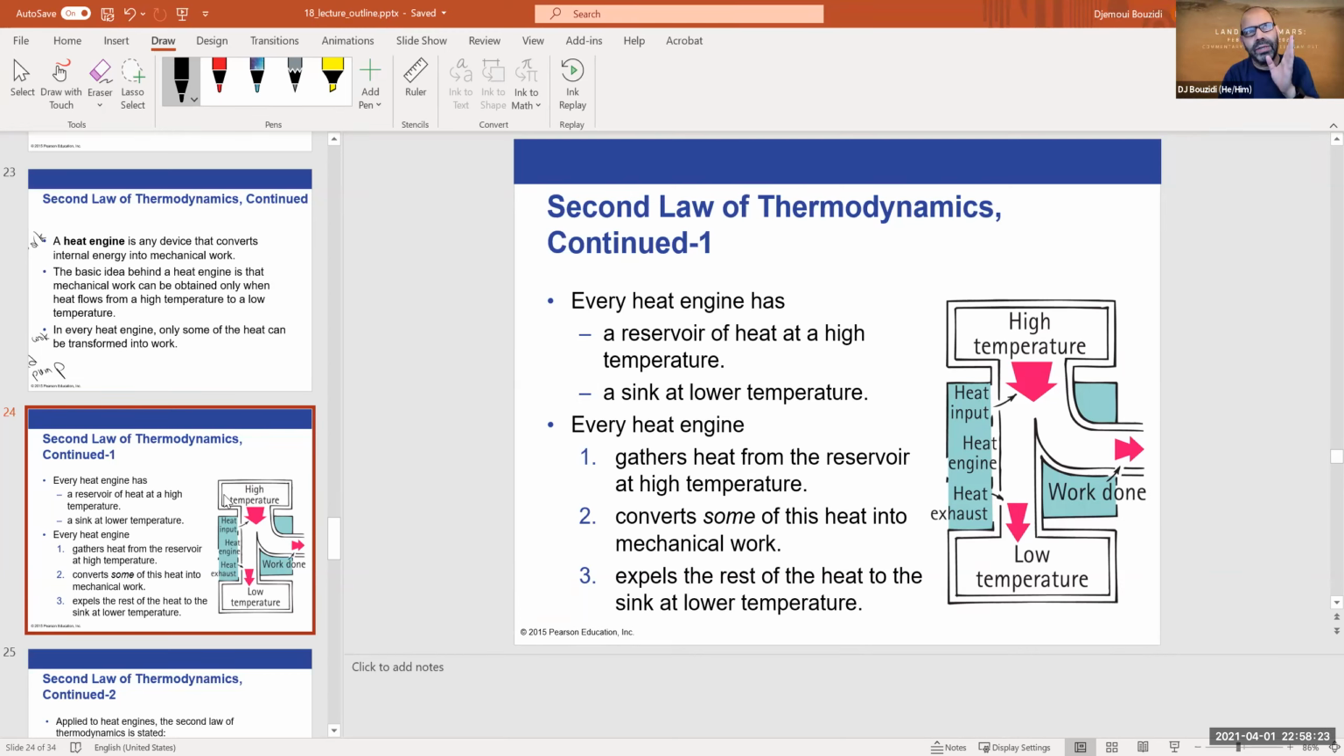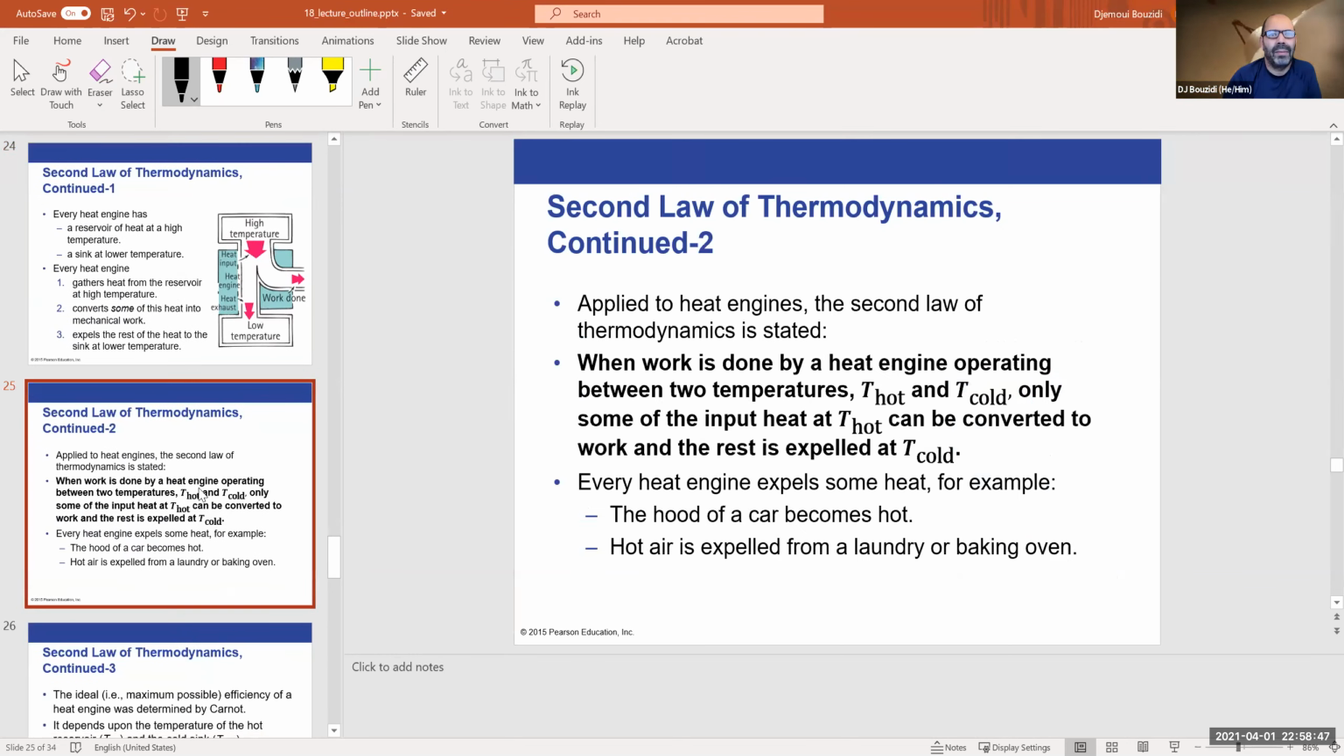They are not 100% efficient, number one. Number two, they are not even as good as a Carnot engine. A Carnot engine is an ideal engine that you cannot even make, and that's still less than 100%. So it's kind of depressing when you think about it this way. Hey, but we keep on trying. So that's really the whole thing in here. Okay.